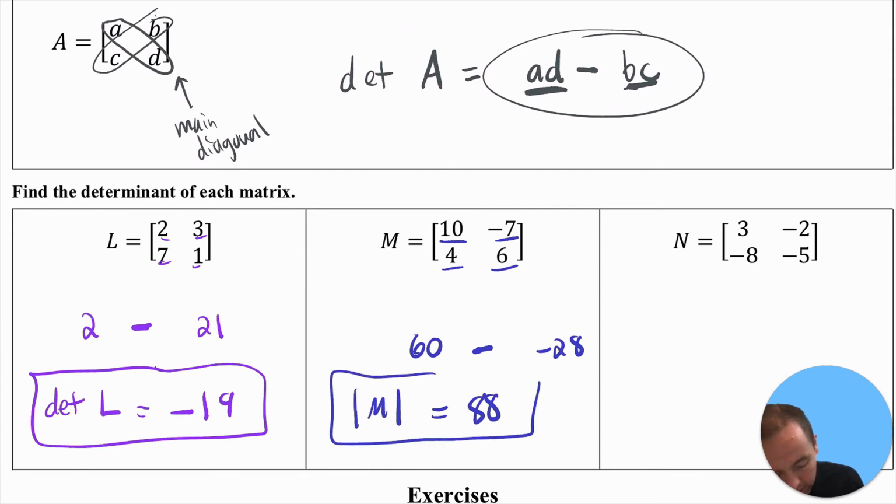So notice right there that I used the two different notations. When I did the determinant of L, I wrote DET, and then there I put the bars around M. So either way is totally fine.